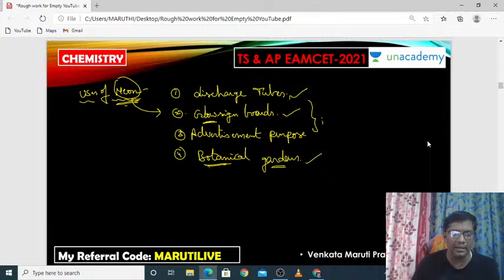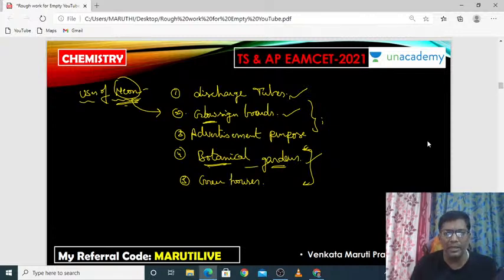And coming to the end, sometimes it can be used in greenhouses also. Almost these two are one and the same. The concept of a botanical garden and a greenhouse is one and the same.